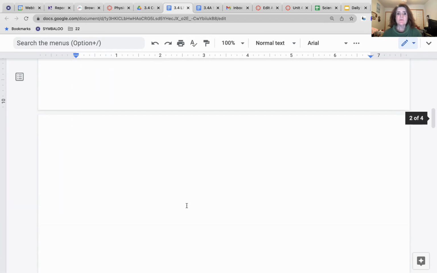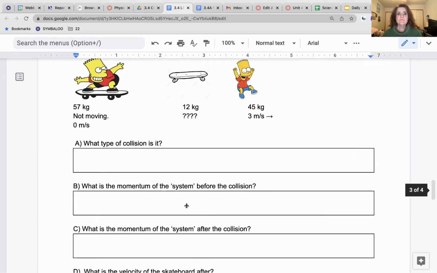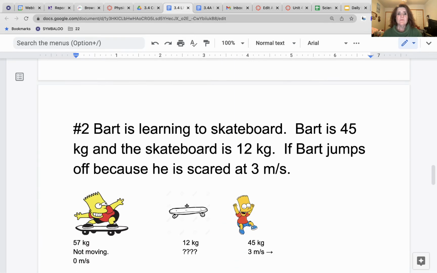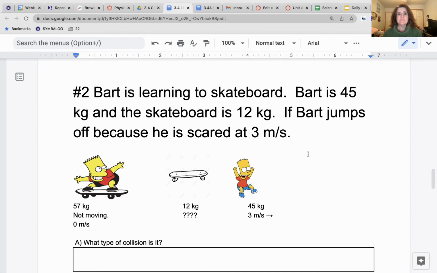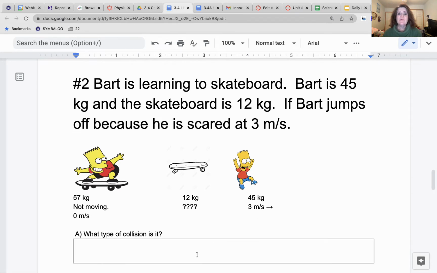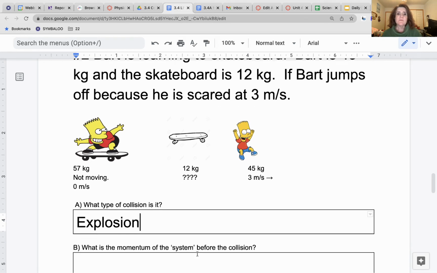Let's look at another example. Number 2, Bart is learning to skateboard. Bart is 45 kilograms and the skateboard is 12 kilograms. If Bart jumps off because he's scared at 3 meters per second, what happens? Well, what kind of collision is this? This would be an explosion because they started out together and ended up separately.